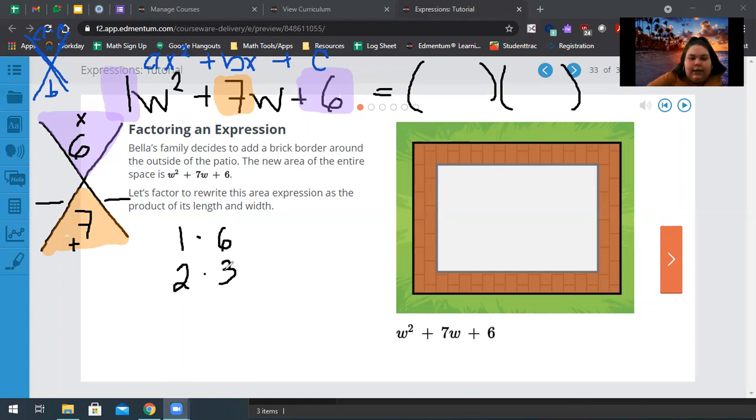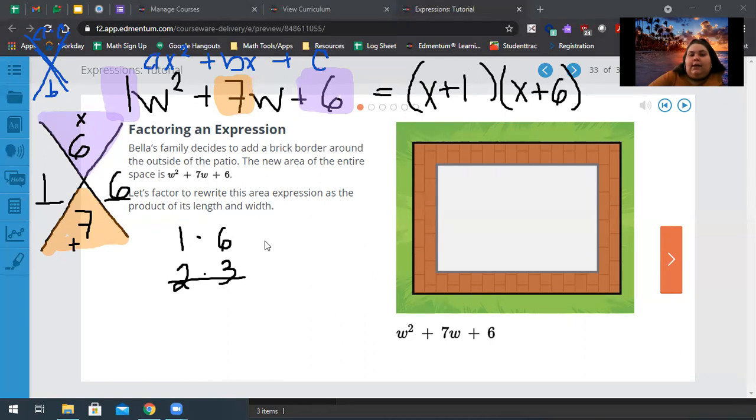So here it is 1 times 6 is 6, 2 times 3 is also 6. But 1 plus 6 is 7, 2 plus 3 is 5, or the difference is 1, and the difference here is 5. So let's just put our 1 and our 6 here. 1 times 6 is 6 at the top. 1 plus 6 is 7. So I have this positive 1 and positive 6. My factored form is x plus 1 and x plus 6.